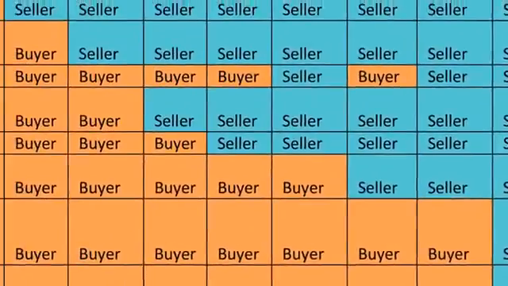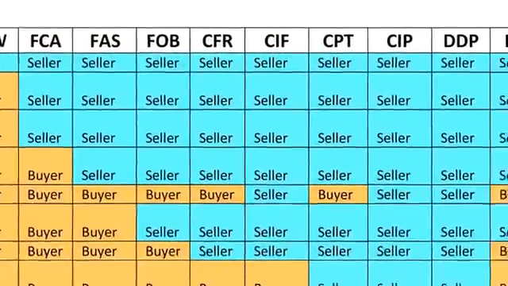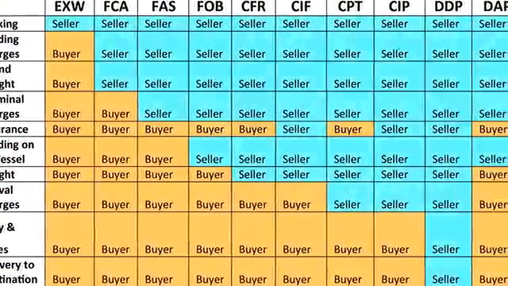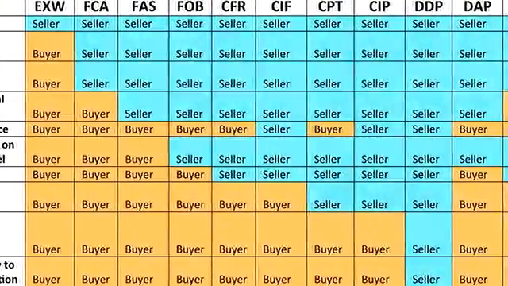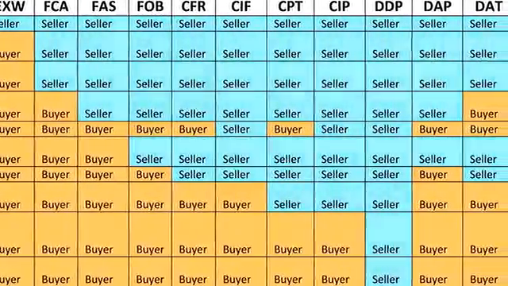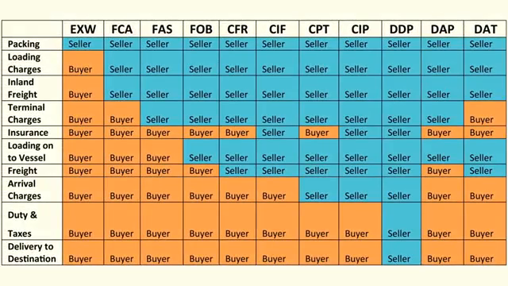The following matrix should make the distribution of responsibilities clearer. As you move from left to right, that is, from E terms to D terms, the responsibility of the seller increases. You may refer to this chart when in doubt.